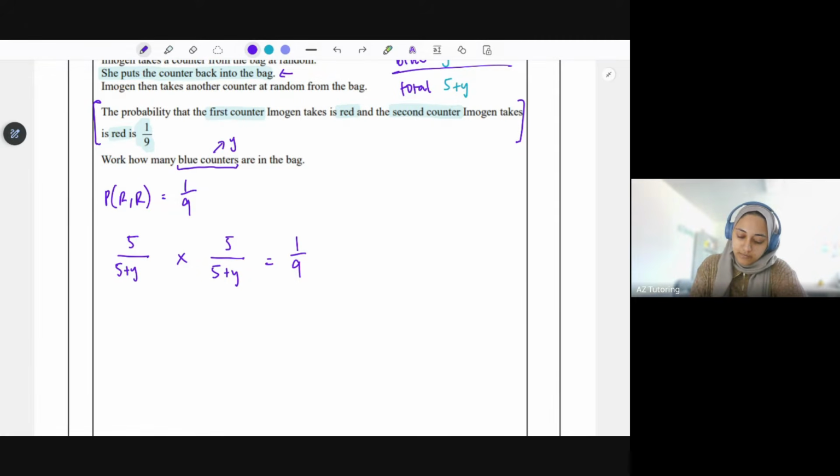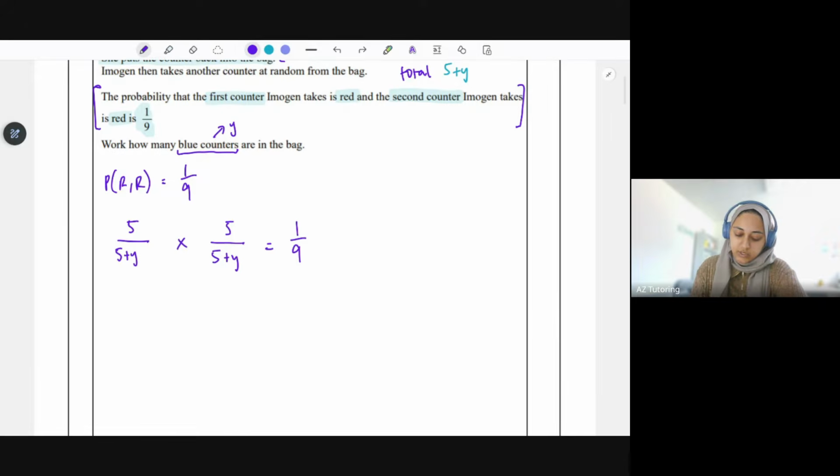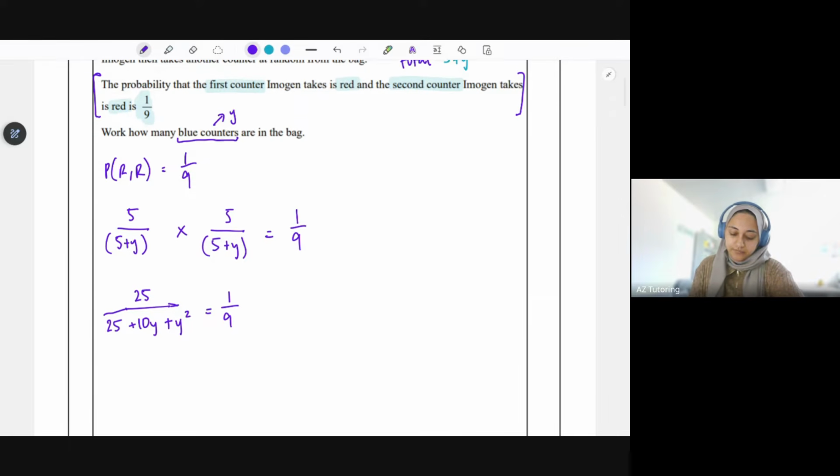So let's start solving this for Y. 5 times 5 on the top, we've got 25 over, this is 2 brackets here. So 5 times 5 is 25. We've got 5 times Y, which is 5Y, and then we've got Y times 5, which is 5Y again, so that's just 10Y. And then we've got Y times Y, which is Y squared, that equals 1 over 9.